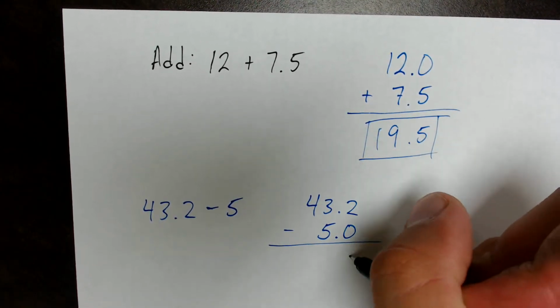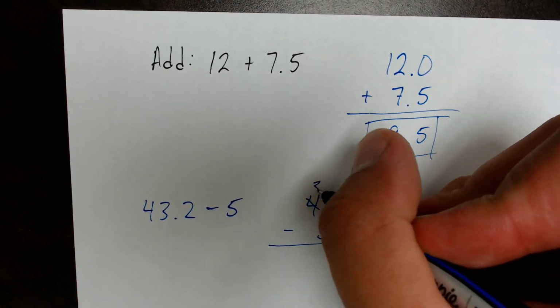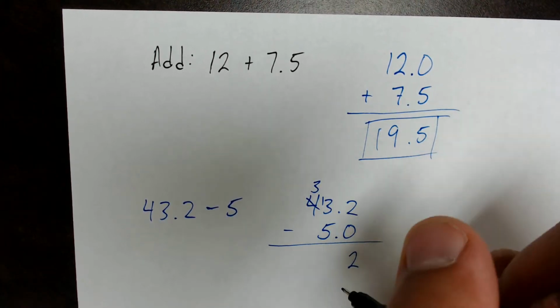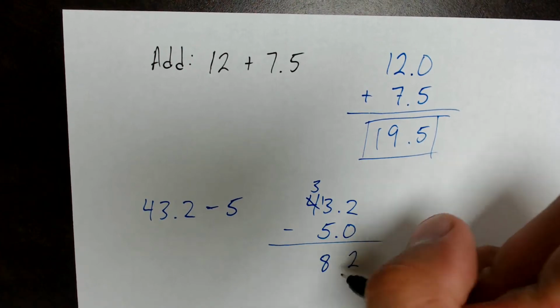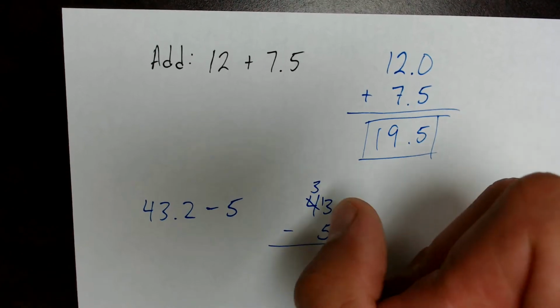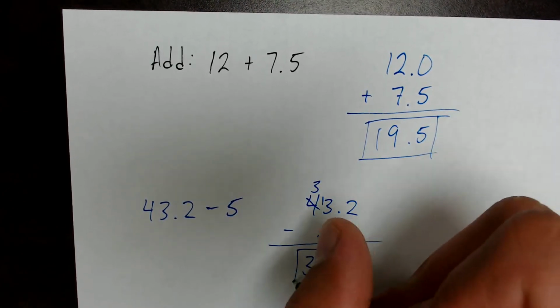2/10 minus 0/10 is 2/10. 3 minus 5 doesn't work, so I have to regroup this 10. That 40 becomes a 30. That 10 becomes 10 ones. 13, minus 5 gives me 8. And then I don't forget to bring down my decimal point. And then 30 minus nothing is 30. So 38 2/10. That is my final answer there.